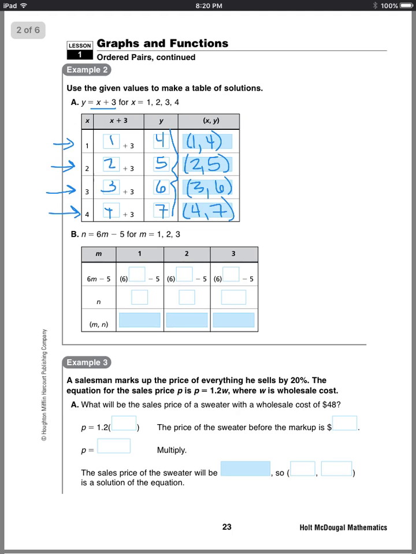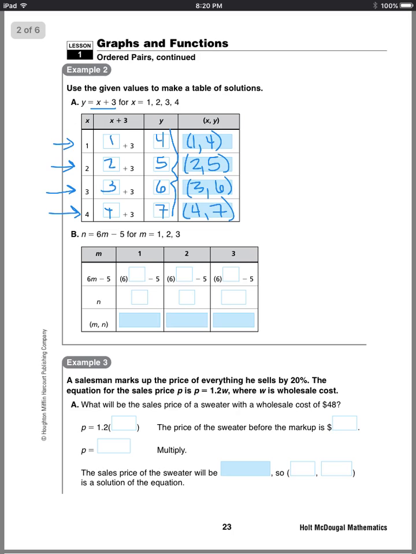They're not always going to be that easy of equations. But all you have to do is put in the x value they give you and do what the equation says to do. So in this case, add 3, and that'll give you your y.